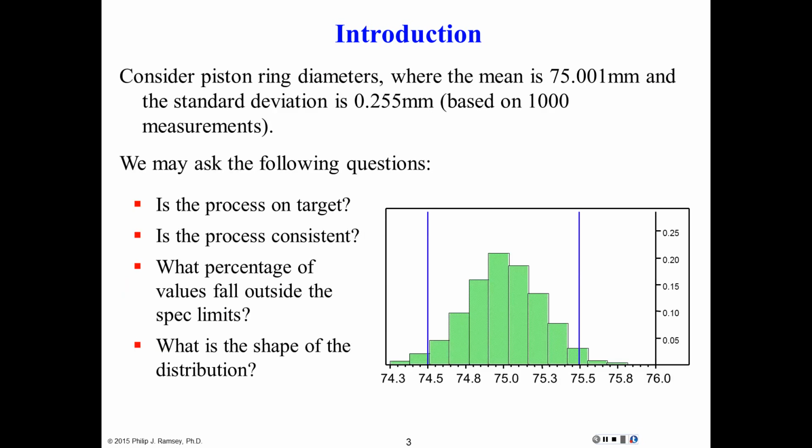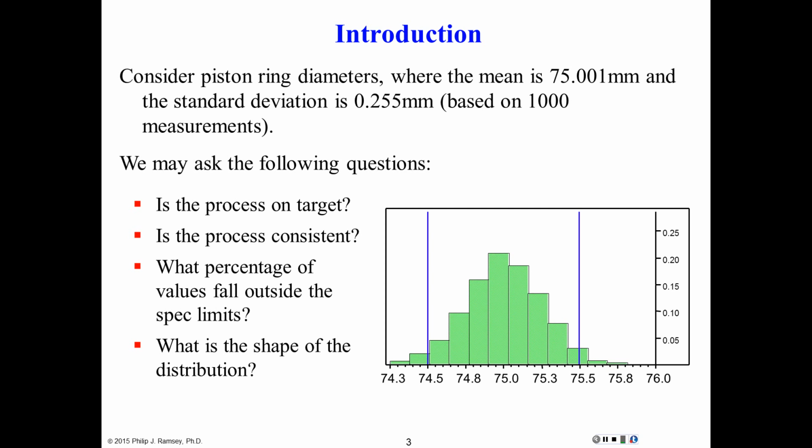Okay. And very simply, I use the piston ring manufacturing example from SPC. And so here we have an example of 1,000 rings that have been measured. And we see that the average is about 70.001, which is essentially on target because the target for the process is 75 millimeters. Okay. Is the process consistent? Well, this is what becomes a difficult question.